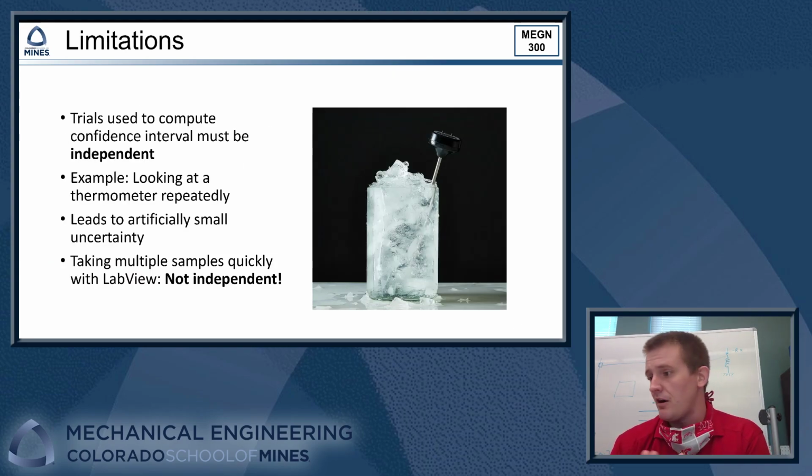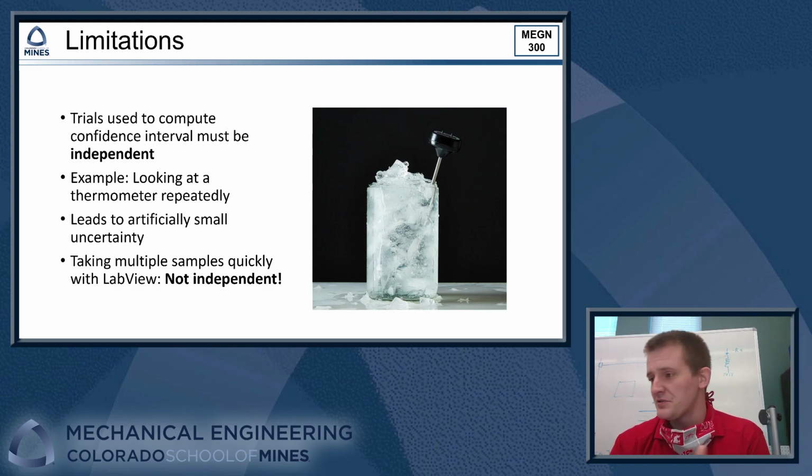All right. There are some limitations to Student's t. The key thing is the trials that you use to calculate the confidence interval must be independent. What I mean by that is you can't have a series of trials where the outcome of one trial can somehow influence the outcome of the next trial that you do.